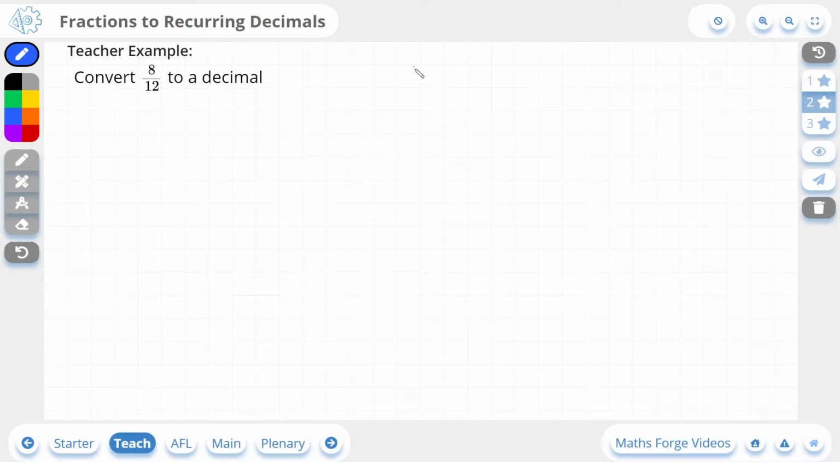Other fractions that recur are also 1 over 3, which is 0.3 recurring, and 2 over 3, which is going to be 0.6 recurring. So we can actually use these fractions to decimals to help us answer this 2-star question. Here we're being asked to convert 8 over 12 to a decimal. So 8 over 12 can actually be simplified.